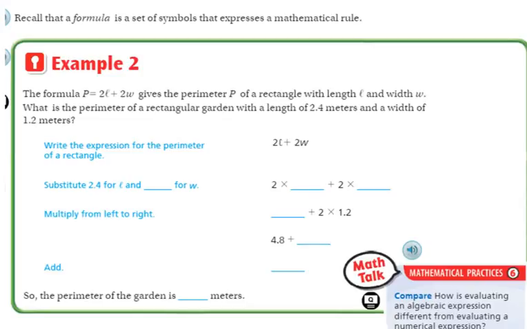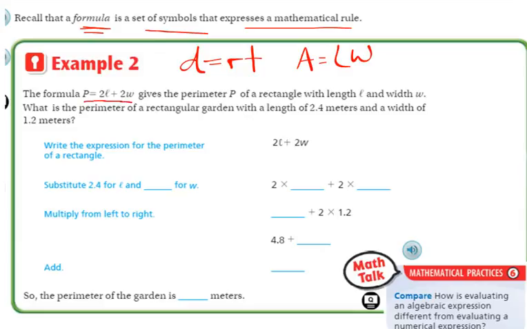You're going to see that evaluating expressions and evaluating formulas are really the same process every time. So recall that a formula is a set of symbols expressed as a mathematical rule. This is a set of directions. Our job is to substitute into the formula and find our missing value. We used this with the distance formula back in chapter 6 and the area of a rectangle formula. And now we're going to be using the perimeter of a rectangle formula.